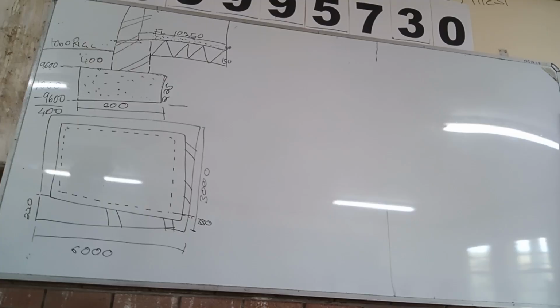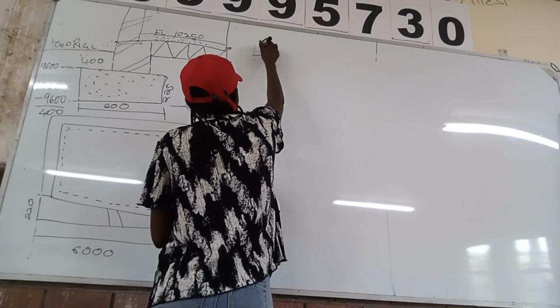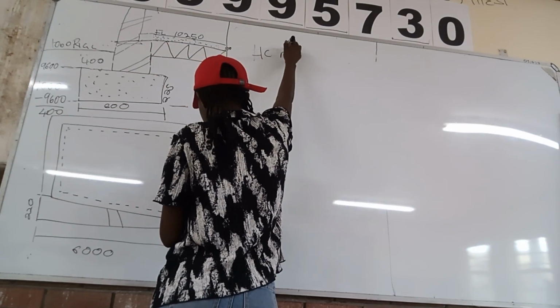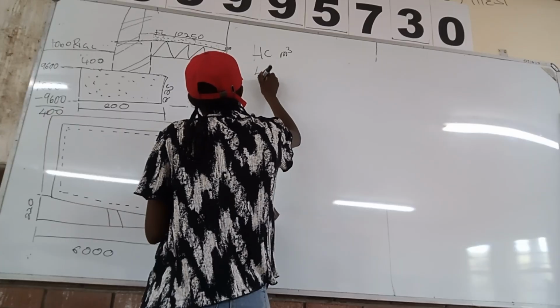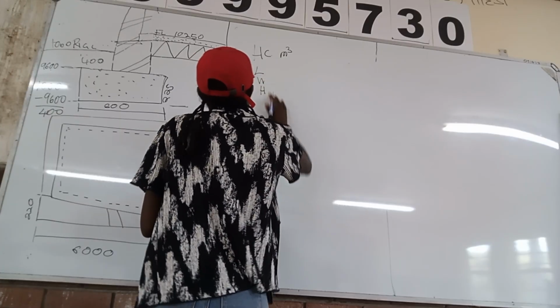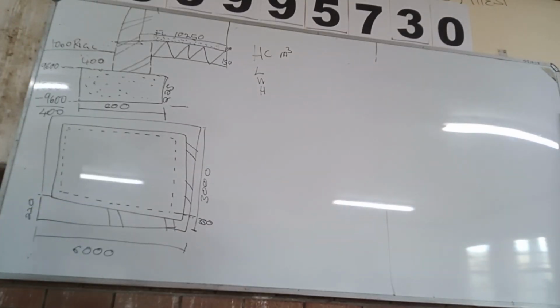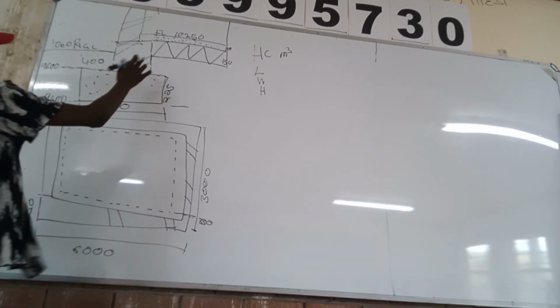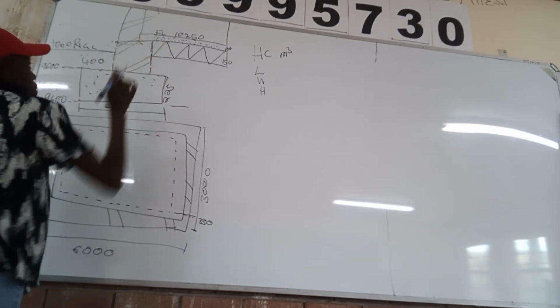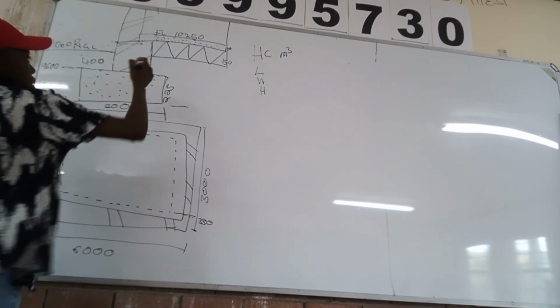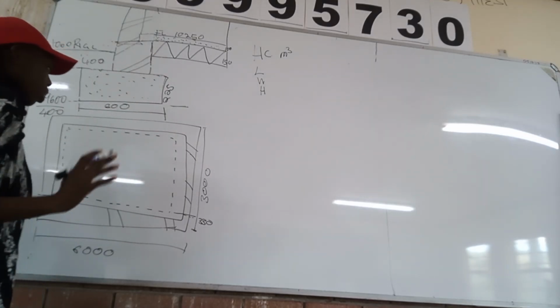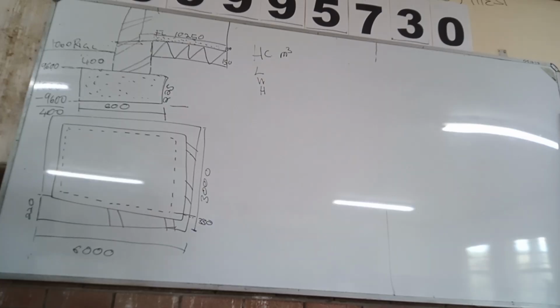So now we're going to the hardcore. Hardcore elements, in cubic meters again. Hardcore has a length, a width, and also a height. What is the length of the hardcore? 6,000 minus the wall. As you can see here, the hardcore does not include the size of the wall, so we need to subtract the wall. That's how we do the hardcore: you need to subtract the wall.